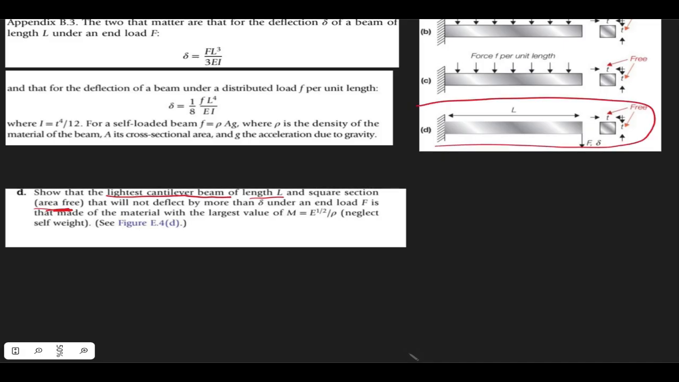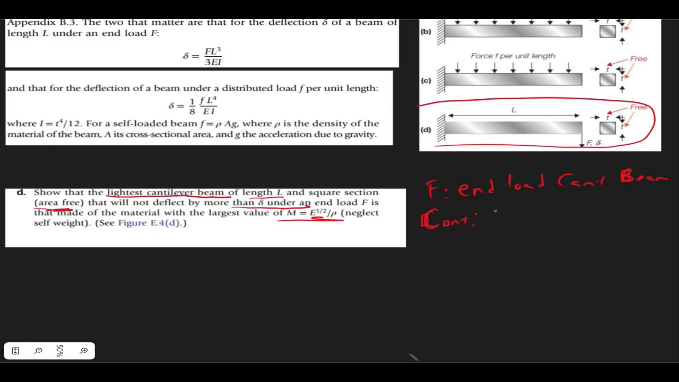So this is the scenario: an end load. D is a constraint, and they told us the material index is this, and they told us to derive this material index and neglect self weight. So first we have to derive the function. The function here is an end-loaded cantilever beam. That's our function. Next, let's derive the constraints.